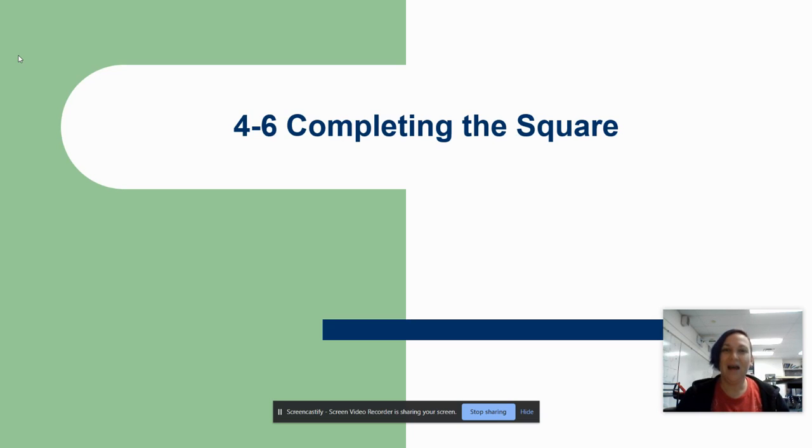Completing the square is the final way that we are learning to solve a quadratic equation. Remember, we've already learned solving by factoring and solving by the quadratic formula. To be successful at completing the square, we need to fully understand how perfect square trinomials work. Perfect square trinomials are something that we learned in our factoring chapter.